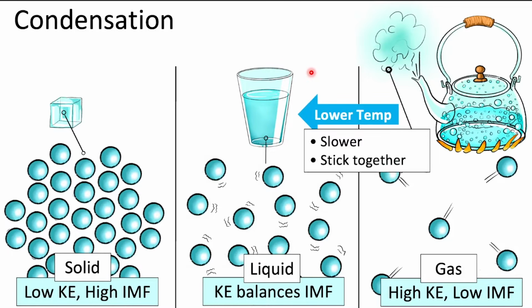Now, if we take a gas and we lower the temperature, the particles start to slow down. The kinetic energy lowers, and eventually these attractive forces kick in. The particles start pulling close to each other again, and the substance turns back from a gas into a liquid. We call this phase change condensation. Gas to liquid. The gas condenses to liquid.